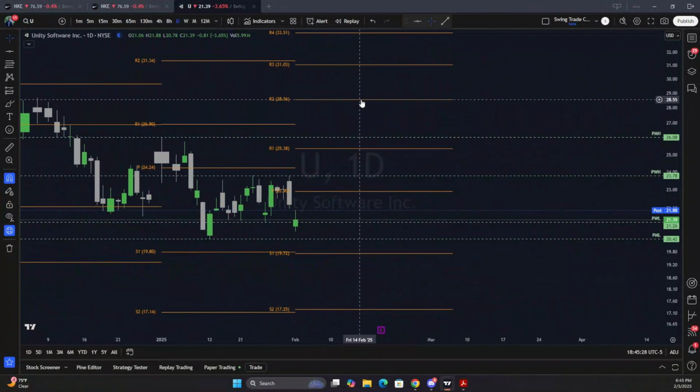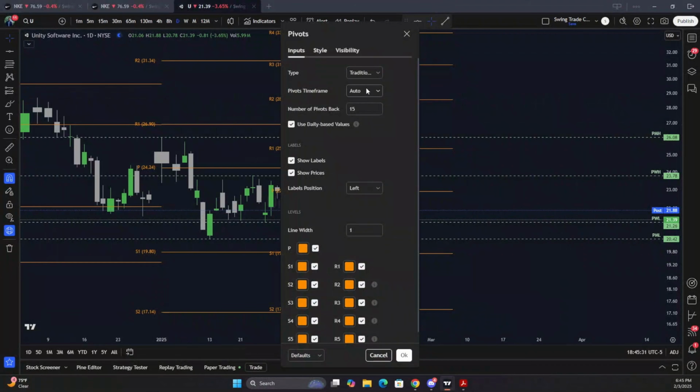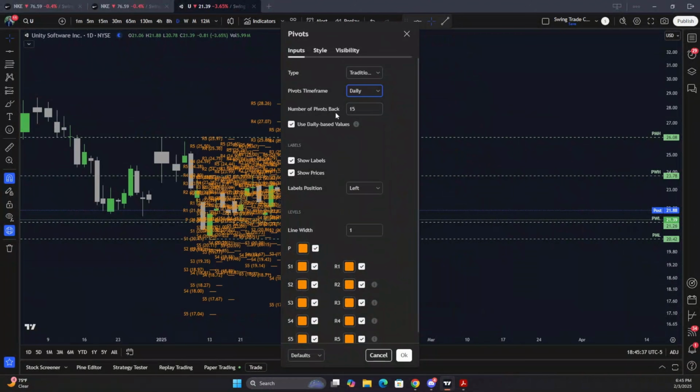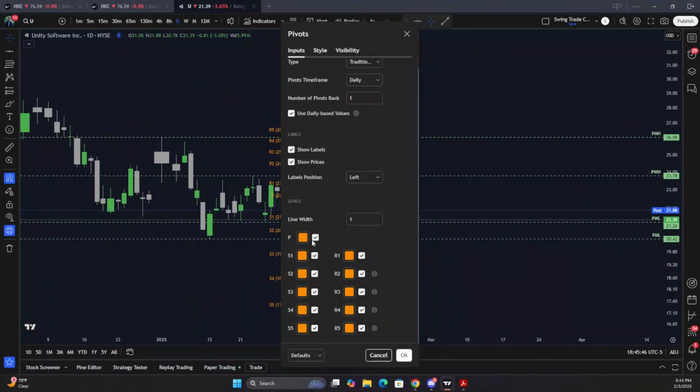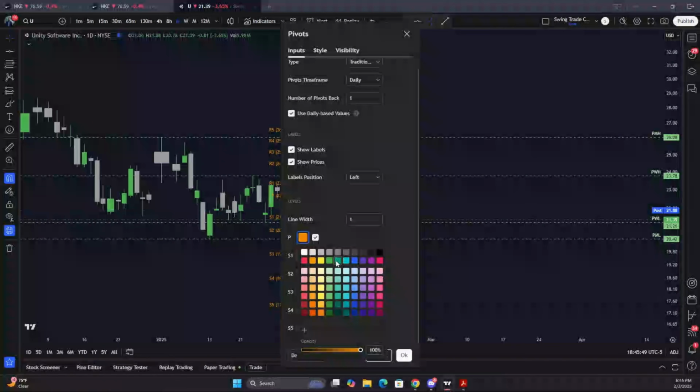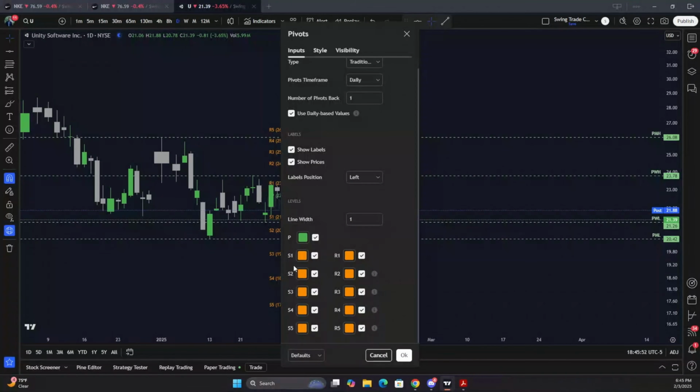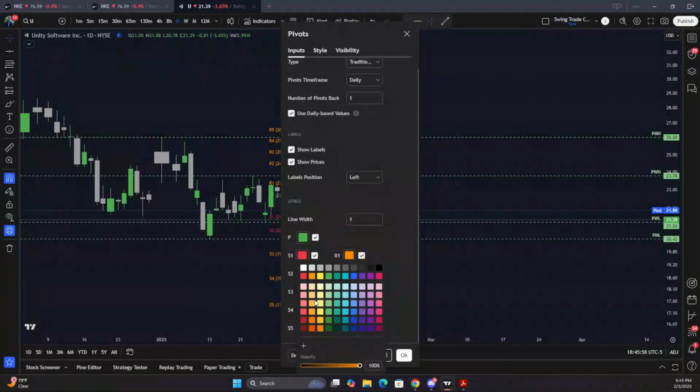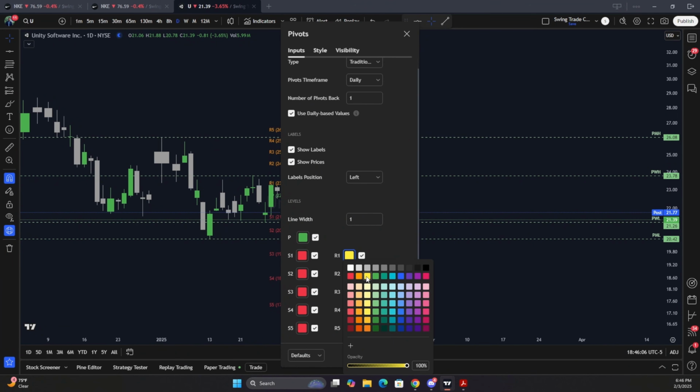So we're going to double click on any of the lines, and we're going to come over here and change from auto to daily. Okay. And then the number of pivot points that we're going to look back is just going to be 1. Okay. Then we're going to create the P. We're going to make it green. And then we're going to put the S1s, we're going to make them red, just because for me, I just like this color. And then for resistance we can make yellow, again, just because it works for me that way.